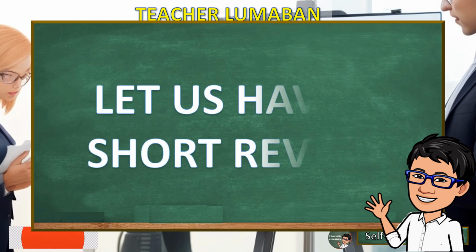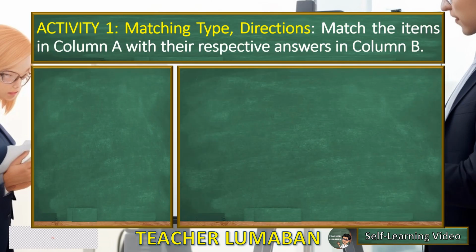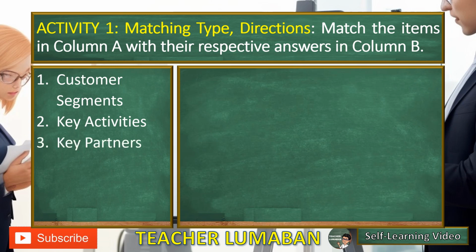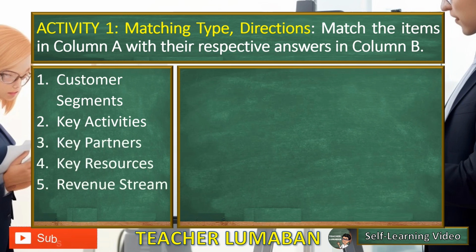Let us have a short review. Matching type. Directions: Match the items in column A with their respective answers in column B. Column A: Customer segments, Key activities, Key partners, Key resources, Revenue stream.